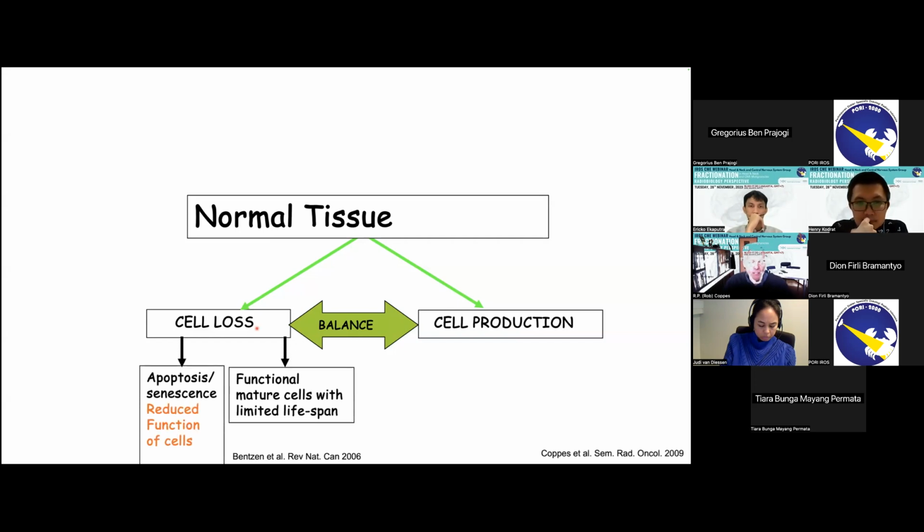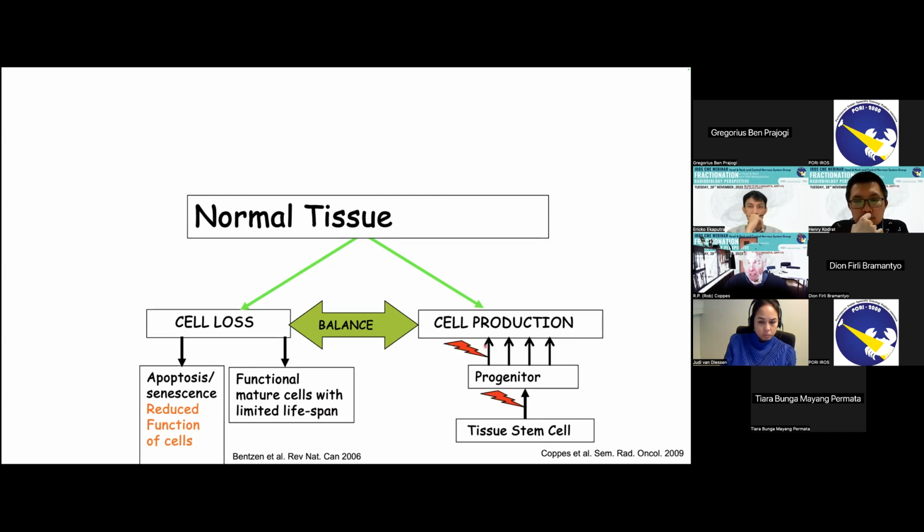So the cell loss is then after radiation. It could be some apoptosis and functional reduction of the cells, but mostly the functional mature cells with a limited lifespan actually determine your response. And then tissue stem cells and progenitor cells need to produce these cells. And actually, these are the ones affected by radiation, because these are dividing. And if the DNA is messed up, like I showed in the beginning, they cannot do that.